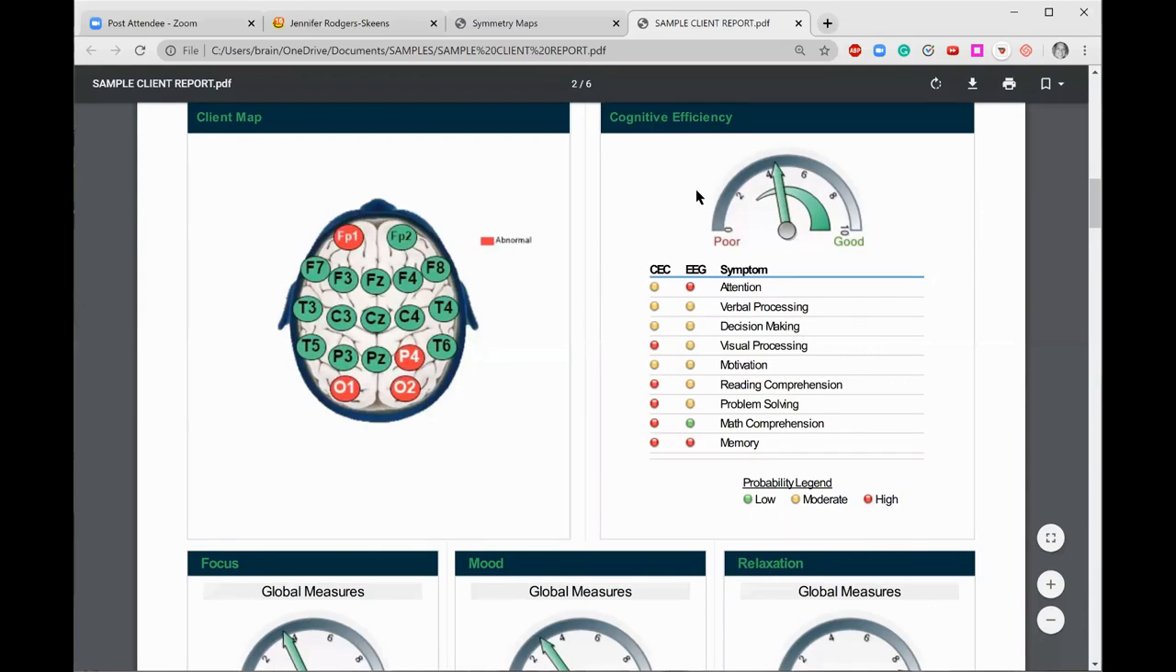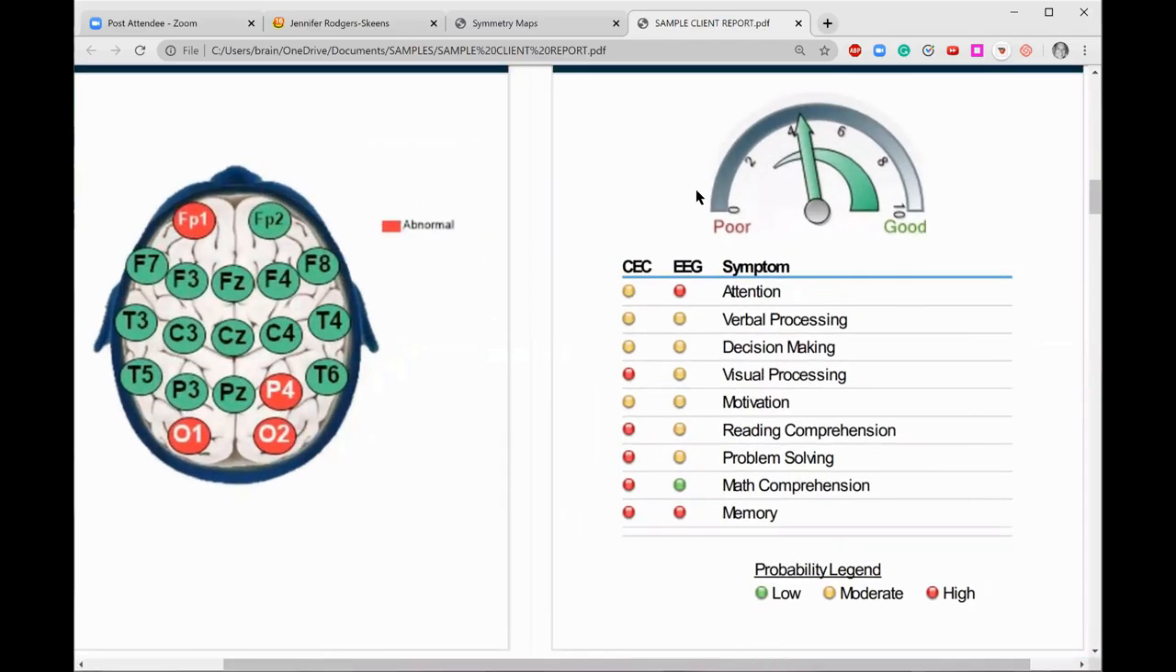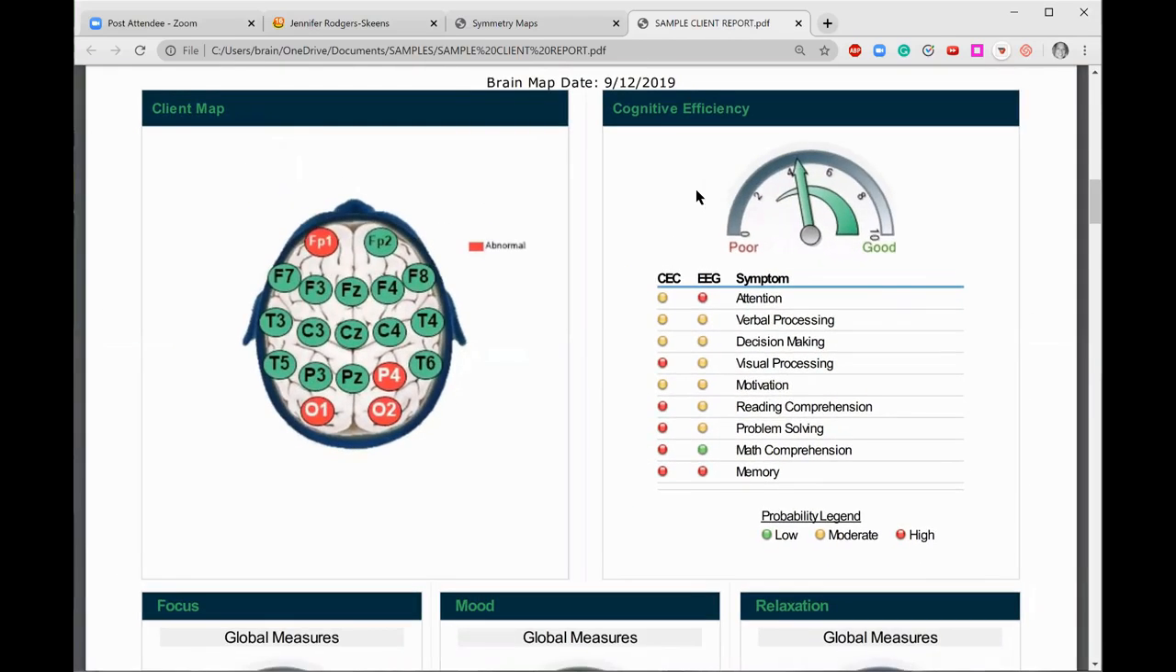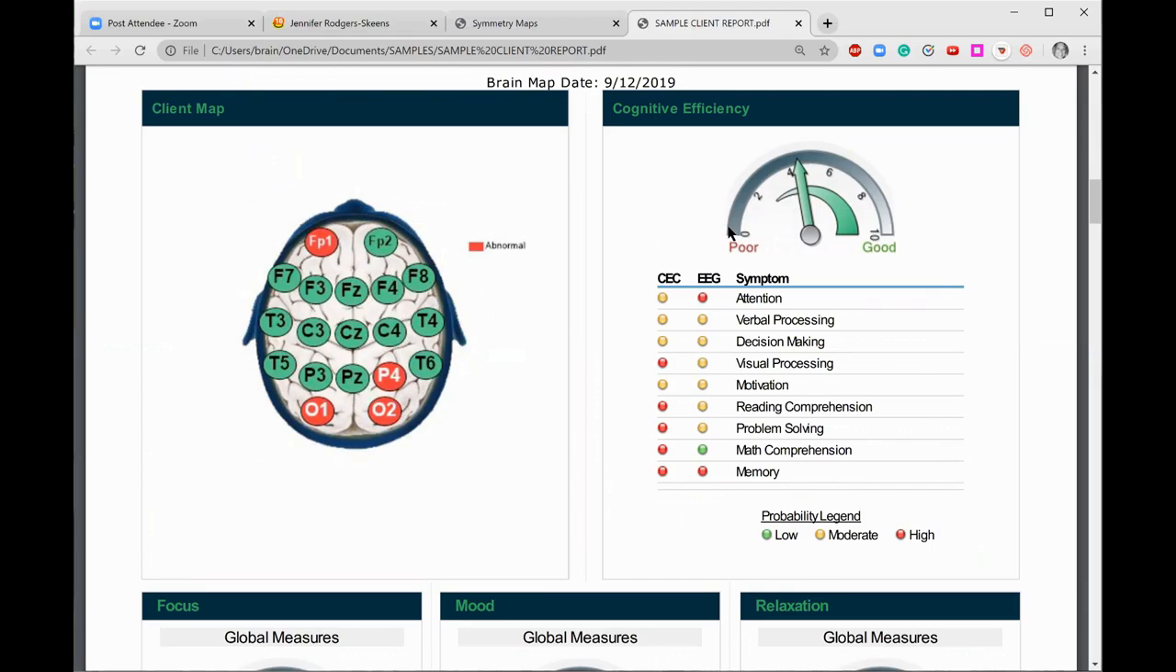In the upper right, the cognitive efficiency section, we are looking at the level of cognitive efficiency. The meter goes from 0, poor, to 10, good, and this is 0 to 100% of your possible cognitive efficiency. Your CEC column here is how you self-reported on the intake questionnaires and rated your level of challenge with each of these areas. Red is high challenge, moderate will be yellow, and green is low.